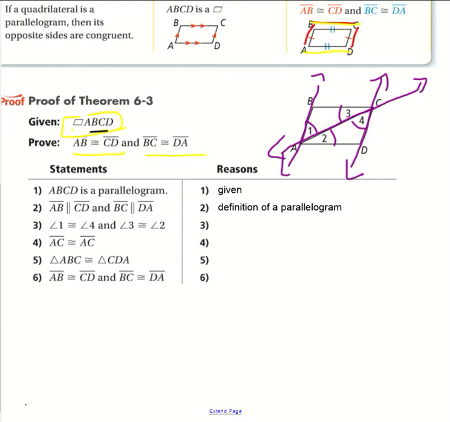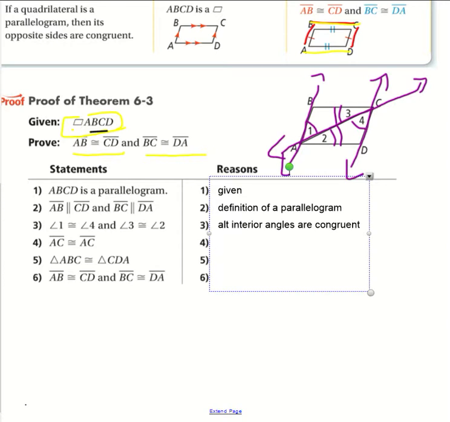You know a theorem about this. See if you can find it or think about it. You know that if two lines are parallel and they are cut by a transversal, the alternate interior angles are congruent. There you go. Okay.